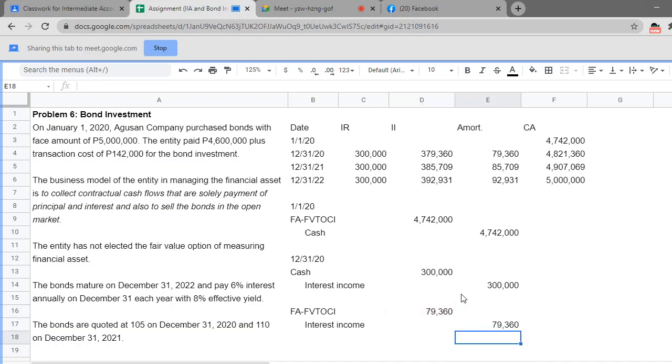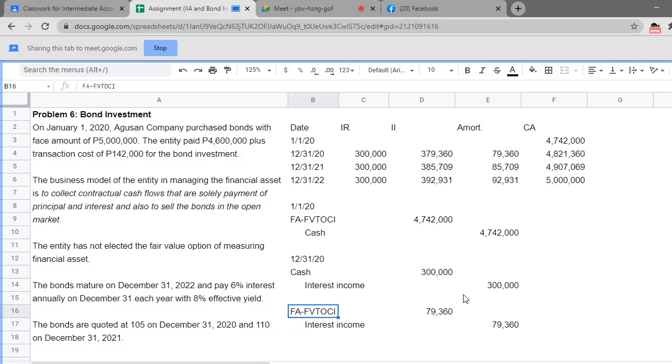Alright. Supposedly, that would be all we do if this were amortized cost. But since this is not amortized cost, and instead we are using financial asset at fair value through OCI, there is another entry. What is that other entry? We're going to update the fair value of our financial asset. Basically, it is called financial asset at fair value. It should always be at fair value.